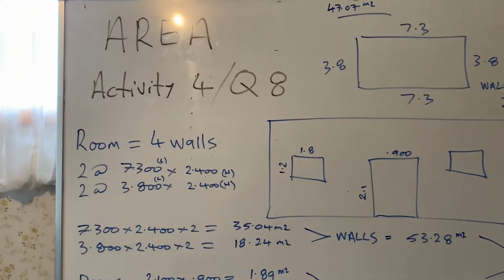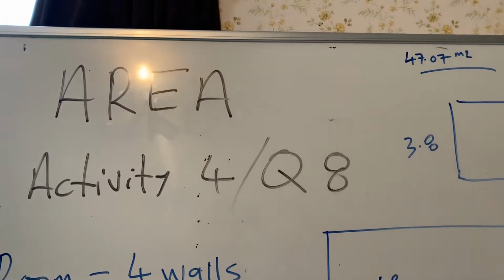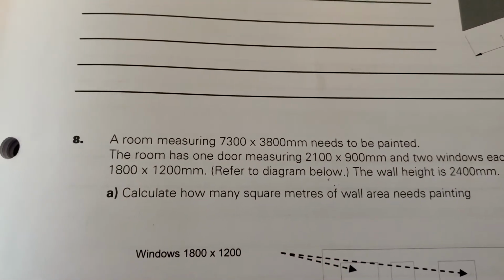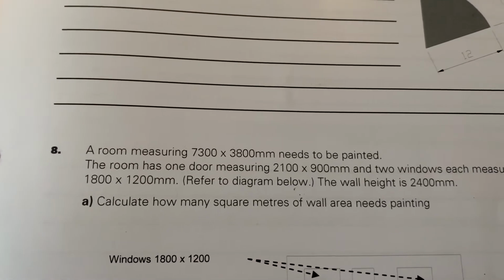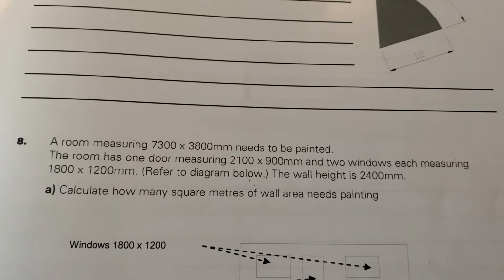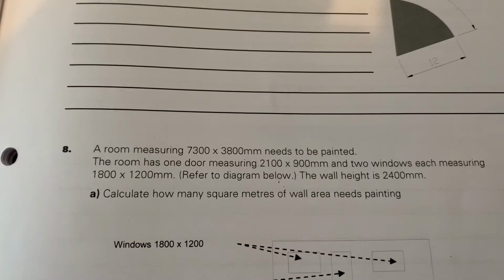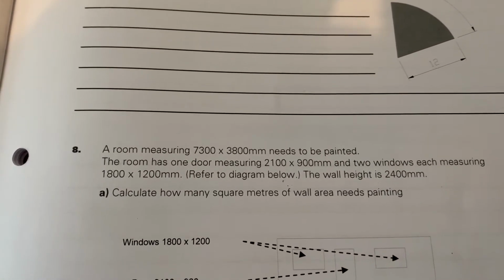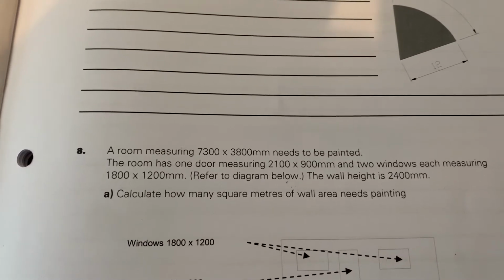Okay, area 4, activity 4, question 8. Now, the question is this. A room measuring 7.2 by 3.8 needs to be painted. The room has one door measuring 2.1 by 900 and two windows, each measuring 1.8 by 1.2. Refer to the diagram below. The wall height is 2.4. Calculate how many square meters of wall area needs painting.